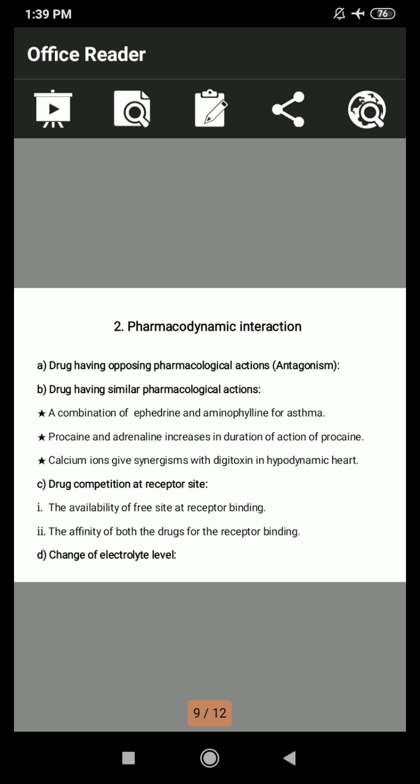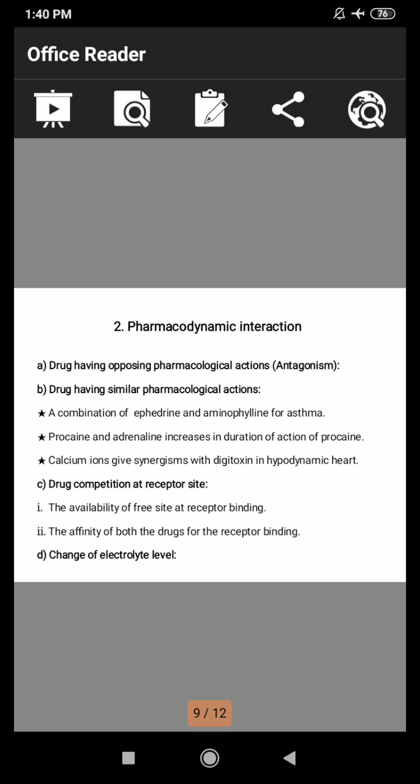Pharmacodynamic interaction. First is drugs having opposing pharmacological action, that is also known as antagonism. Taking at a time two drugs having opposite pharmacological action is called antagonism, and may be given to the patient by physicians for different illnesses. Then second is drugs having similar pharmacological action. When two drugs acting on the same physiological system are given at a time to a patient, this results in an additive or synergistic effect.